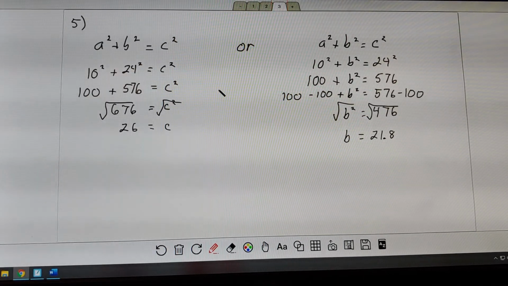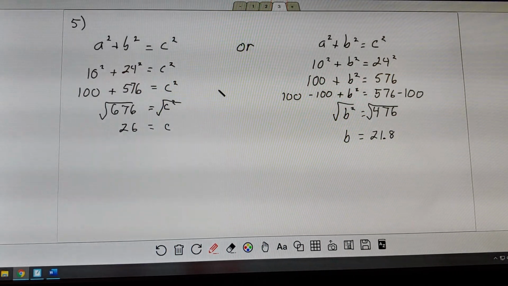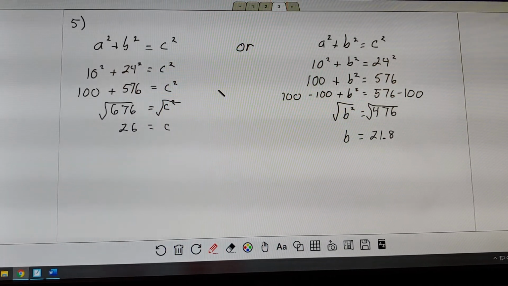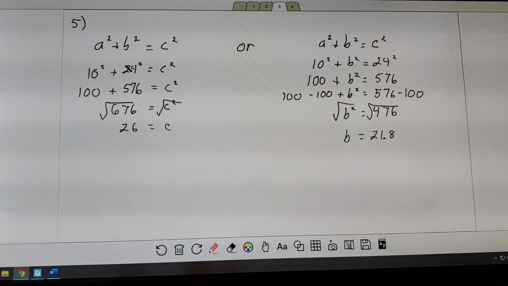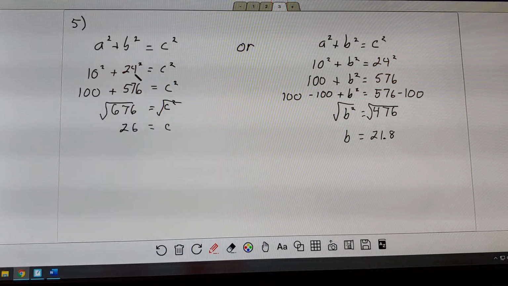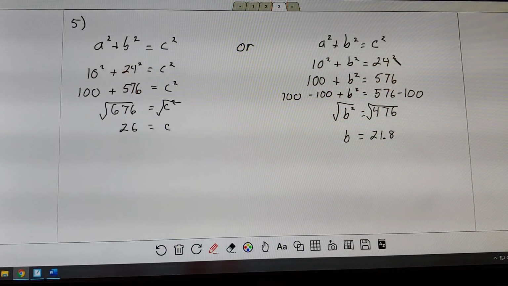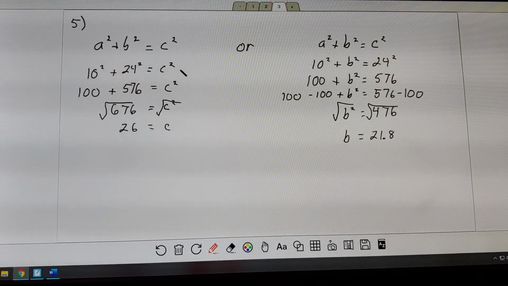Okay, number 5 said Brandon constructed a right angle triangle with sides 10 centimeters and 24 centimeters, and they want to know what the third side is. And they said, why are there 2 answers? Well, it's because of where you fill it in. Side A and B could be 10 and 24, or side C could be 24, the long edge, and then we're missing side B. So it just depends where you slot it in. These are both right answers.